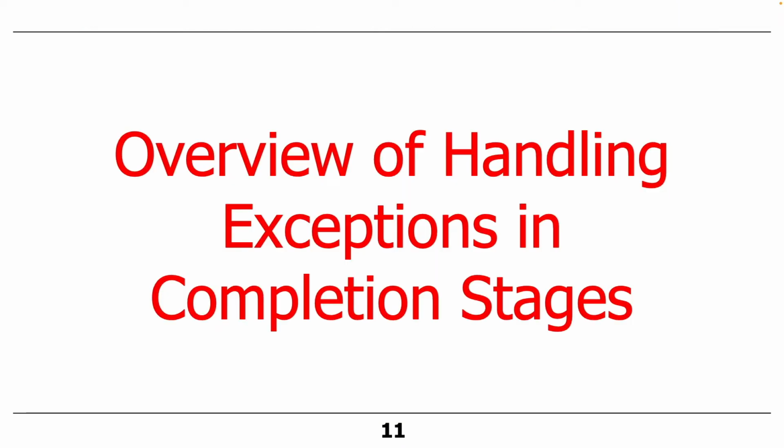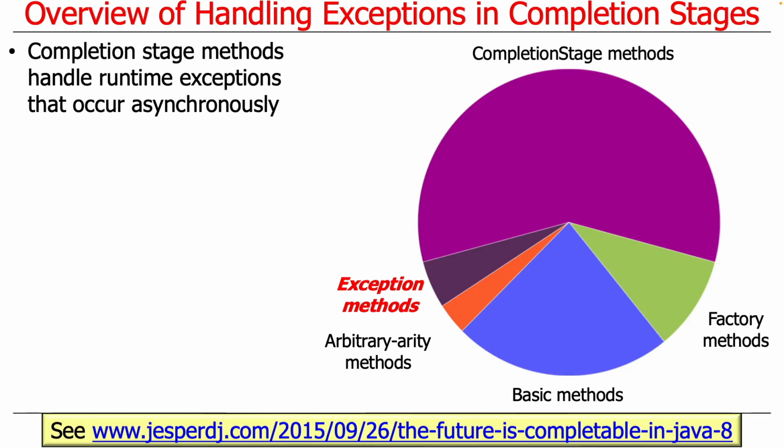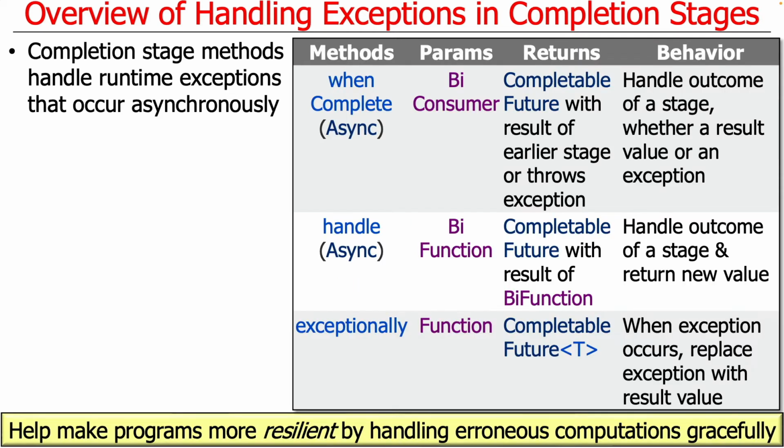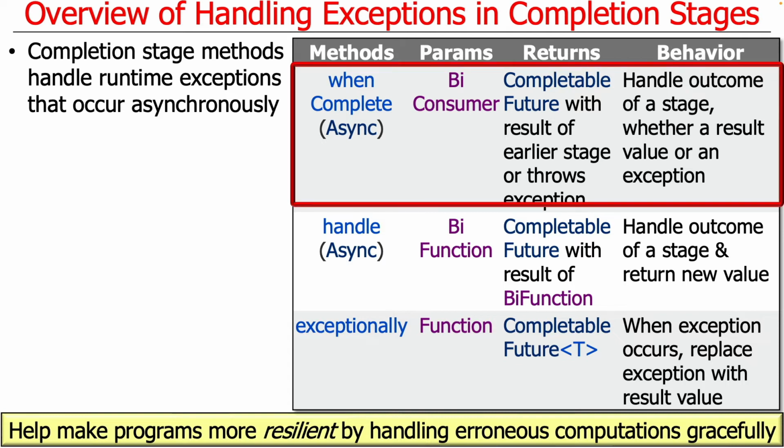So let's talk about how that's done in Java and the completable futures framework. There are these exception methods that are effectively completion stage methods, but they don't handle the happy path. They handle the error path. And they handle exceptions that can occur asynchronously. And there are 3 different categories of these, and you'll see that there are variants of all of them, of course. So let's talk about them one at a time.